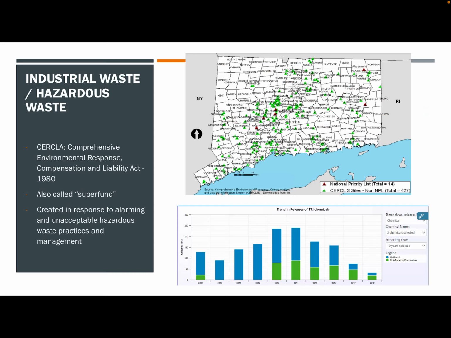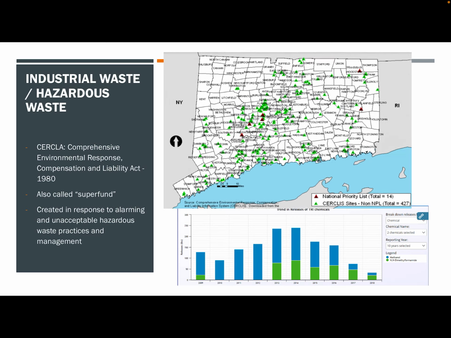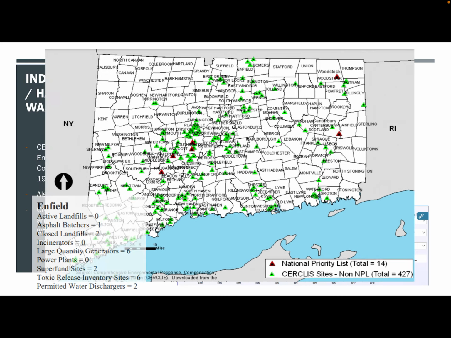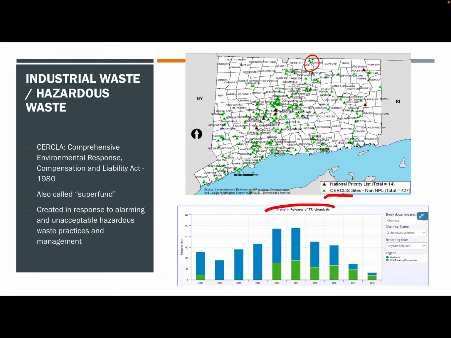So here are the Superfund sites in Connecticut. There's quite a few. We've got a few up here. In particular, we've got two Superfund sites, 6 sites with toxic release inventories. That's what this right here is, toxic release inventories. This is from a metal plant.